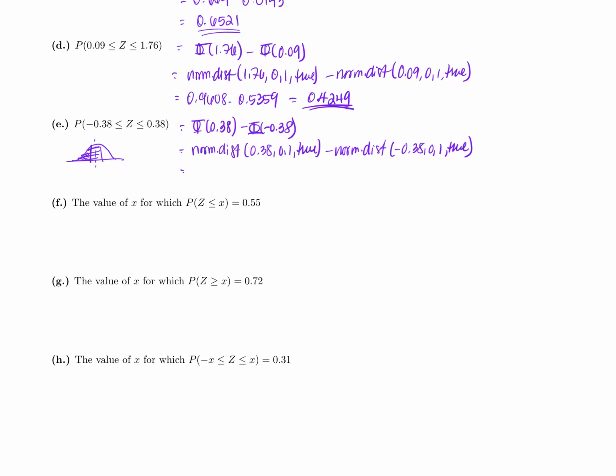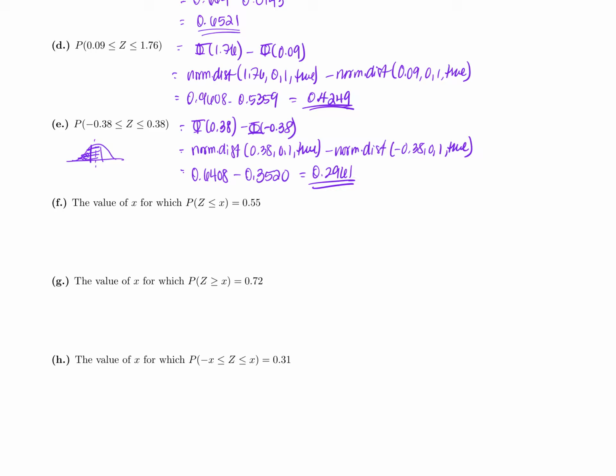So we end up with, for the positive 0.38, 0.6408 minus, and for the area left of or less than negative 0.38, we end up with 0.3520, for a total probability of 0.2961. So notice we've only used norm.dist. We haven't used norm.inv, which is the inverse. So that's our normal distribution versus our normal inverse.